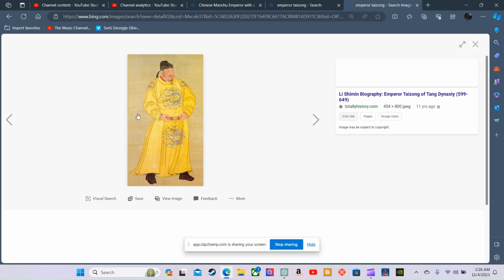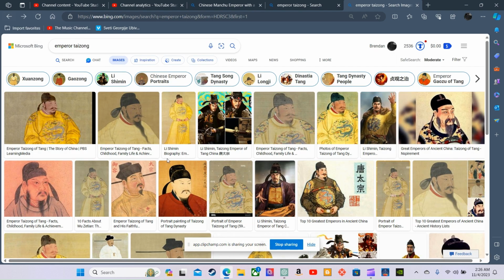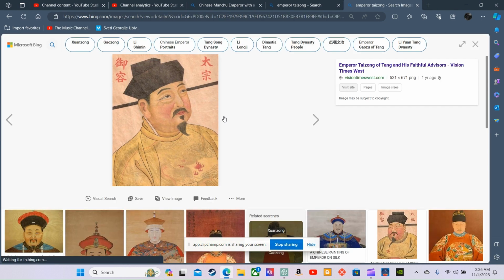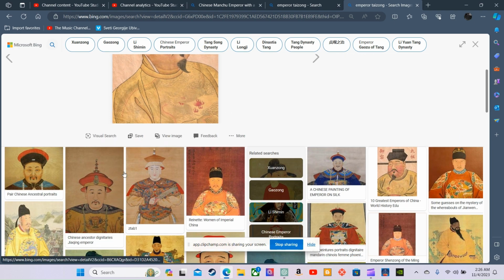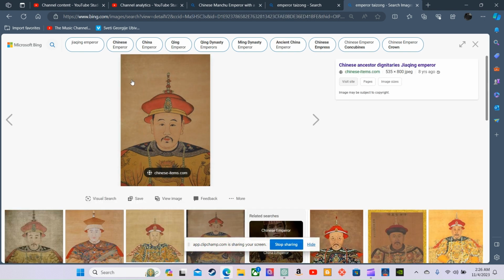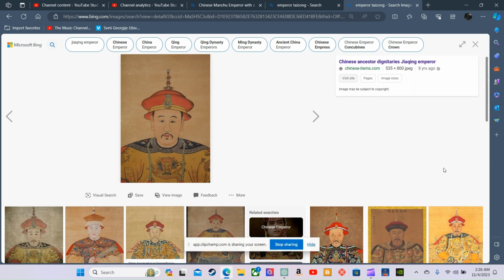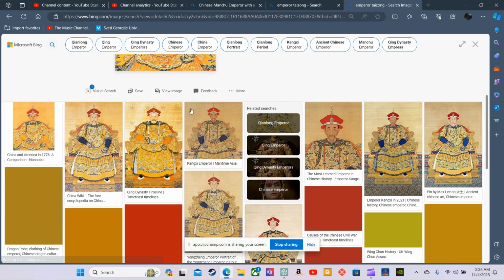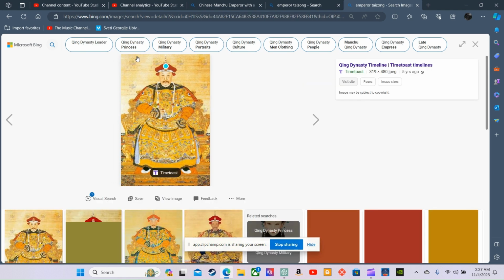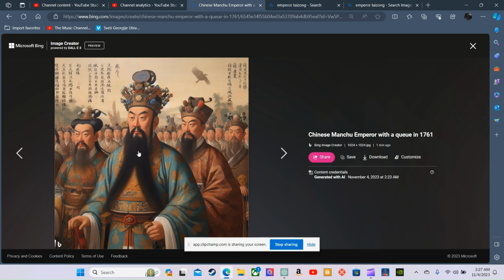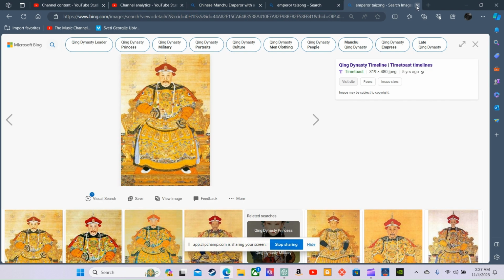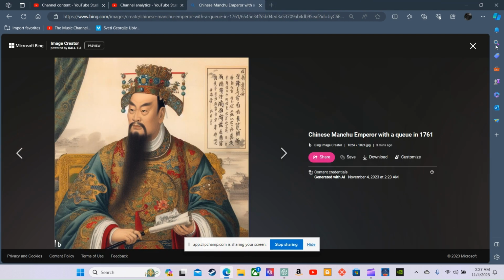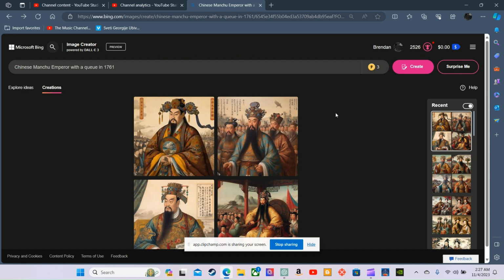And this is an emperor from the time of the Tang dynasty. I mean, this is kind of what the emperors, generally speaking, were looking like. But if we take a look at the Manchu emperors, we clearly can see this is the headdress or the crown of the emperor. And yet we're not seeing these being represented in the AI representations. So this is a clear limitation of the AI technology we have at the moment.